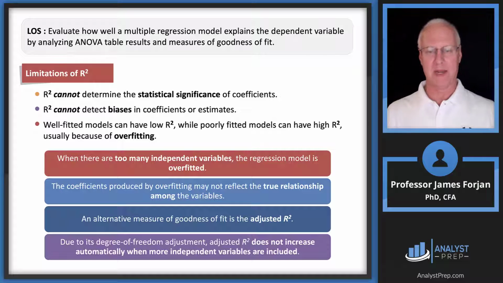But the problem then is, if our goal is to increase R-squared, then we can just add independent variables, let's just throw anything in there and see what sticks. And that's the problem with what the module calls overfitting. So look at those boxes there. When there are too many independent variables, overfitted, yeah, that makes sense. If you overfit, you're probably not going to get the true relationship.